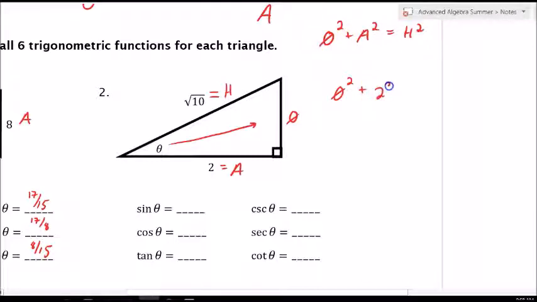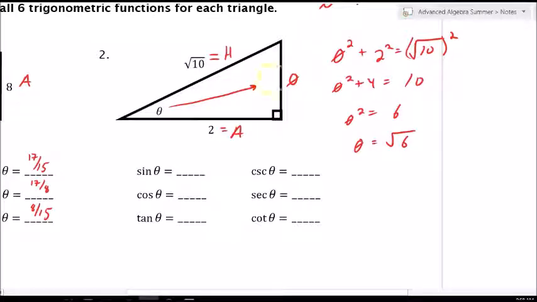So my adjacent squared is 2, and then my hypotenuse there is square root of 10 squared. So that gives me 4 is equal to 10. Subtracting, I'd get O squared is equal to 6. And the square root there just gives me square root of 6, which won't break down.